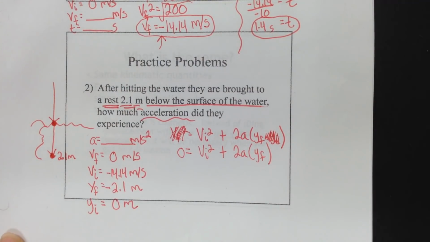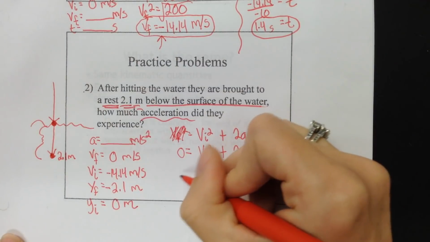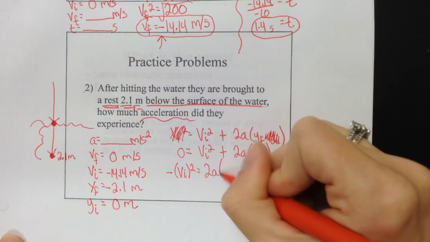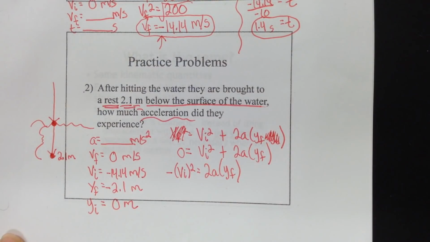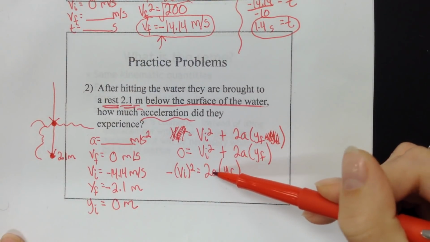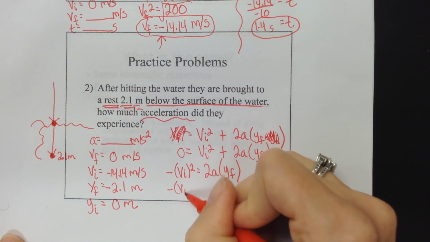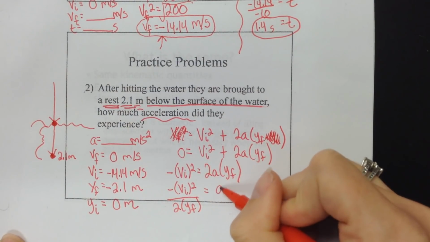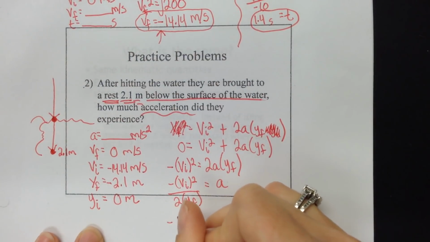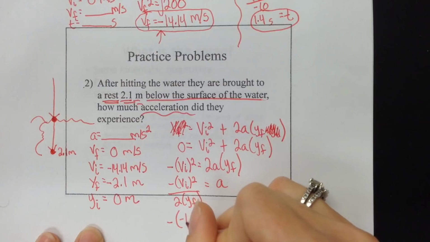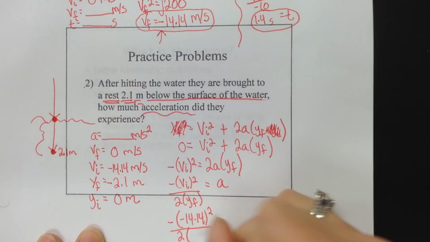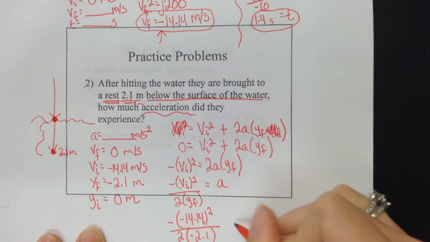So here we go. We want a. So I need to move this v i squared over to the other side by subtracting it over. And then you have this left. And then we need to get a by itself. Everything's being multiplied right here, so just divide 2 y f over to the other side. And now you can go ahead and plug and chug. So we have a negative. That v i was also negative. So 14.14 squared divided by 2 times y of f, which was negative.